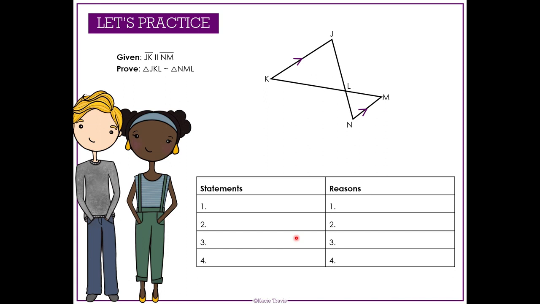All right. Now we're back. So, first off, we got our given information. JK is parallel to NM. That's just given to us. Now, because of that, we need to go off and start finding some stuff that's going to make our triangles similar. We don't see any side lengths, so that means we got to start working with angles. So let's take a look at some stuff.